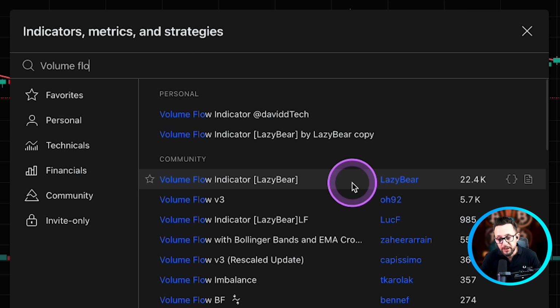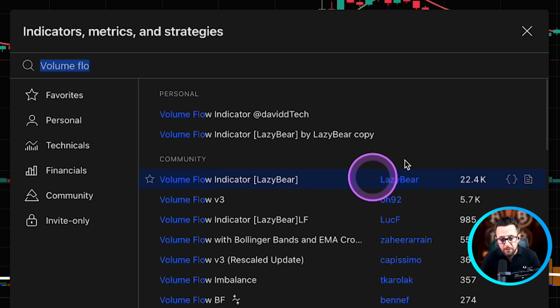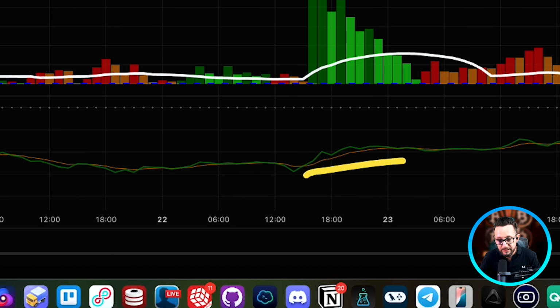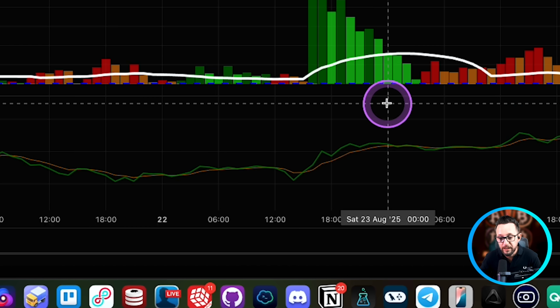Lazy Bear being one of the best developers on TradingView. We're going to click that and we're going to add that also to the chart. Now the volume flow is this indicator here. Very, very simple and works very, very well as well.